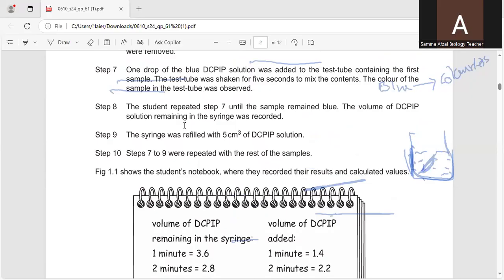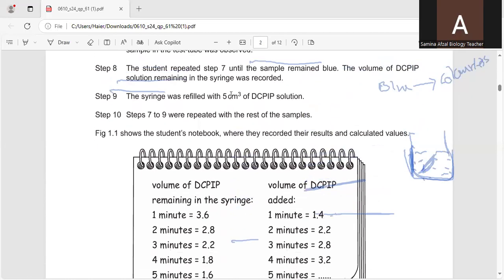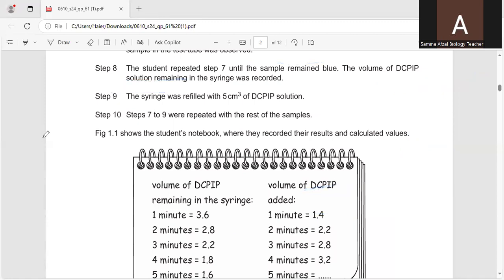The student repeated step 7 until the sample remained blue. The volume of the DCPIP solution remaining in the syringe was recorded. The syringe was refilled with 5 cubic centimeter of DCPIP solution. Steps 7 to 9 were repeated with the rest of the samples. So for every sample, the same procedure was adopted.